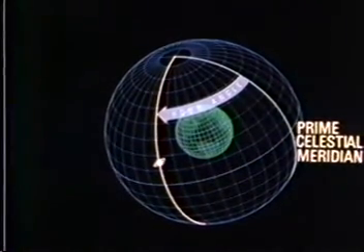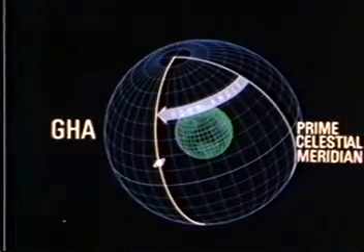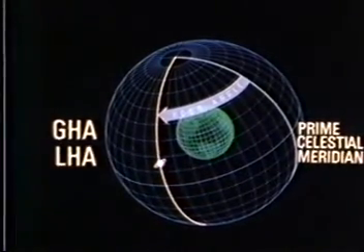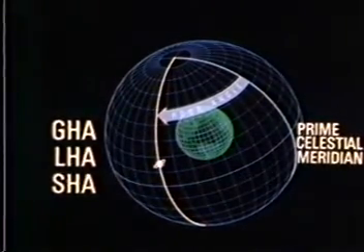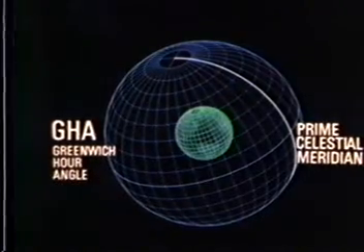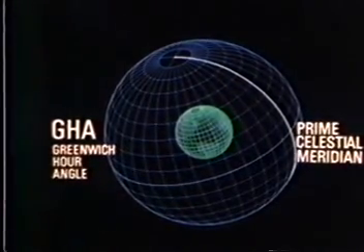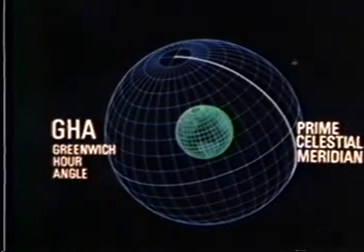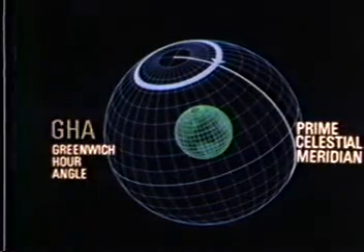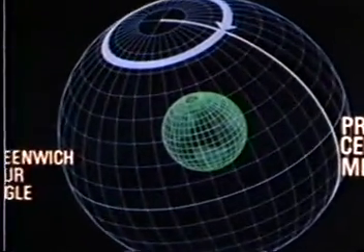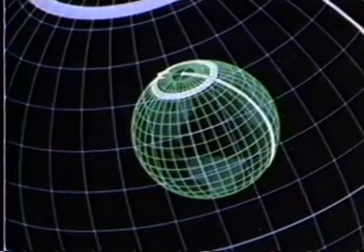In celestial navigation, we use 3 specific hour angles: Greenwich, local, and sidereal, depending on the origin of the measurement. The first of these, Greenwich hour angle, is comparable to longitude on Earth, except GHA is only measured in a westerly direction through 360 degrees, while longitude is always measured east or west 180 degrees from the Greenwich meridian.